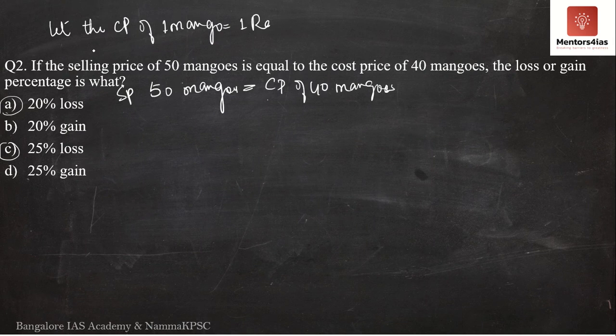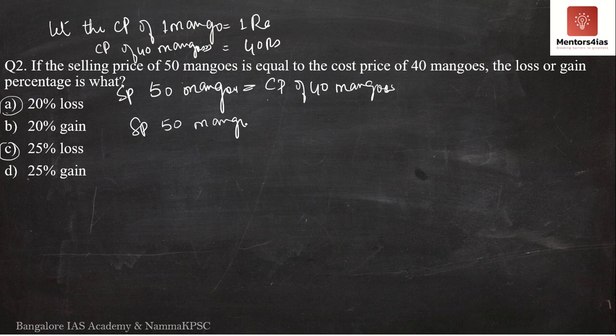So if the cost price of one mango is equal to 1 rupee, then what is the cost price of 40 mangoes? It is nothing but 40 rupees, correct? Then what will be the selling price of 50 mangoes? The selling price of 50 mangoes is equal to the cost price of 40 mangoes. So based on our assumption, the cost price of 40 mangoes is 40 rupees. Therefore, the selling price of 50 mangoes will be 40 rupees.